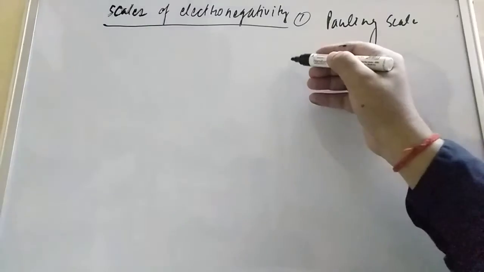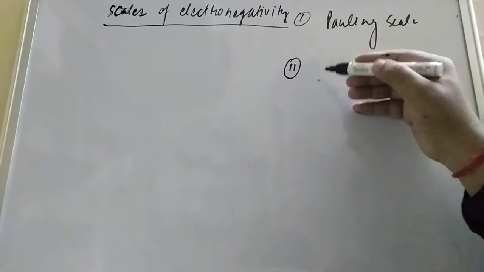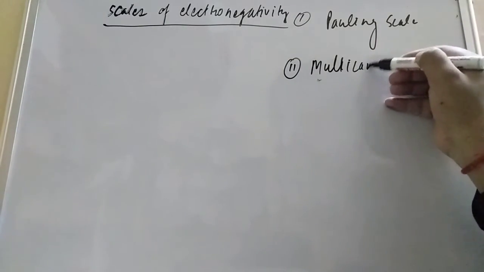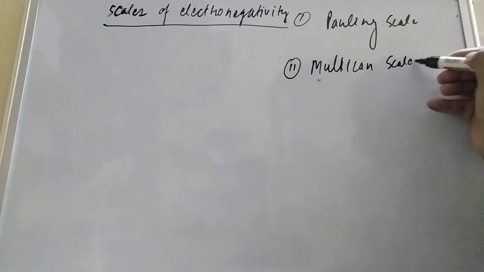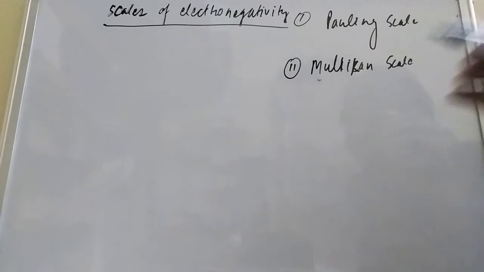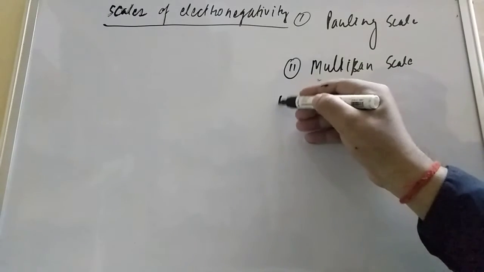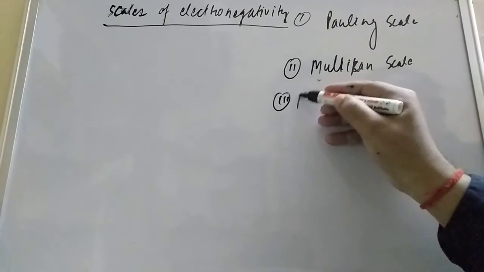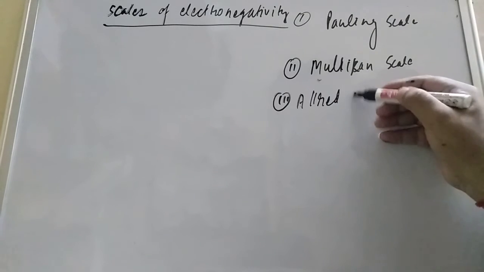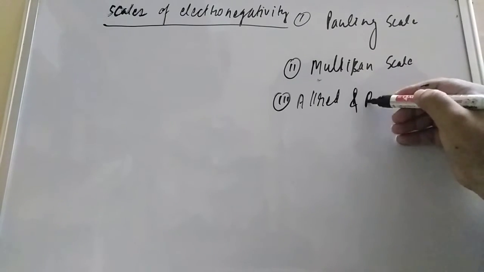With the help of this, we can determine the electronegativity. The next one is the Mulliken scale for determining the electronegativity. And the last one is the Allred and Rochow method. So the third one you should also keep in mind.